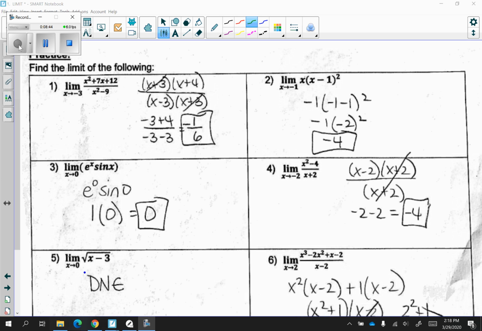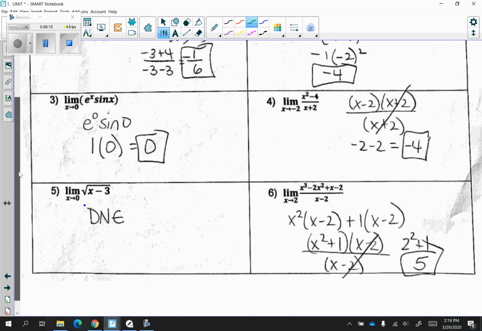Number 2, I substituted -1 in for x and got -4. For number 3, I substituted 0 in for x. E to the 0 is 1, sine of 0 is 0, 1 times 0 is 0. Number 4, I factored again because if I were to substitute, it would make the denominator undefined. Cross out the binomials that match. Then I substituted -2 minus 2 is equal to -4.